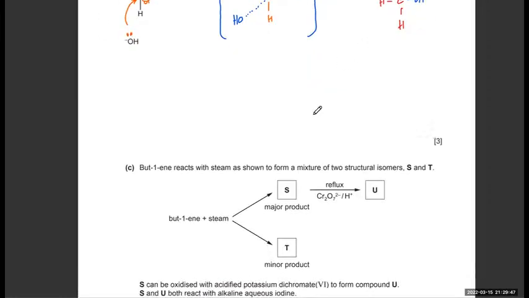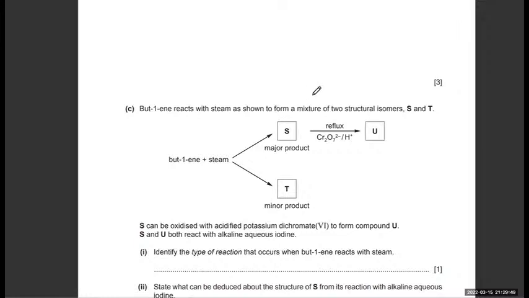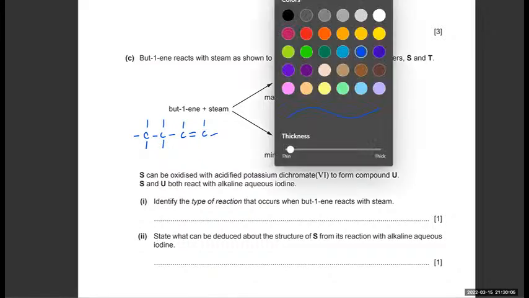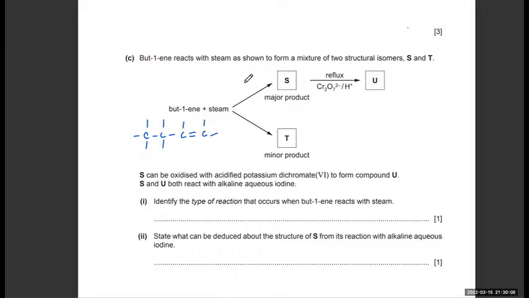Everything has been drawn. So next one: but-1-ene reacts with steam as shown to form a mixture of 2 structural isomers. The but-1-ene is reacting with steam. So what was Markovnikov's rule? Where would the H get attached to? Right side or left side? Most hydrogen. Okay, which is this one, right?